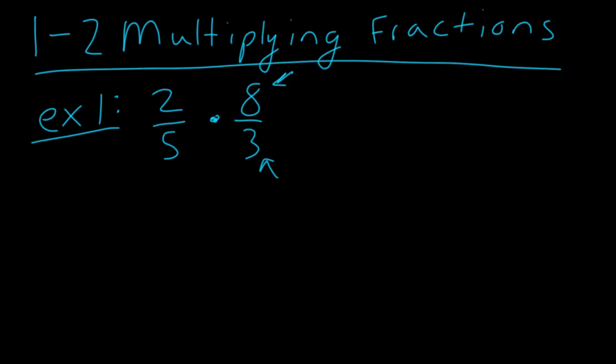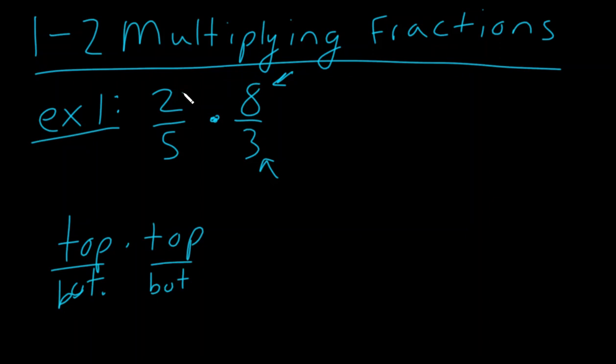Now, what's the rule for multiplying fractions? It's going to be top times top over bottom, and I'll just abbreviate bottom as BOT, times the bottom. Okay, so on the top we have 2 times 8, which will of course be 16, over on the bottom times the bottom, 5 times 3, which is in fact 15.